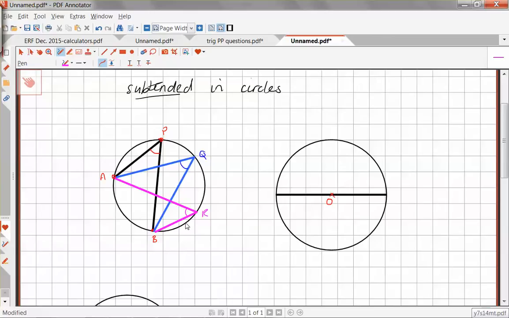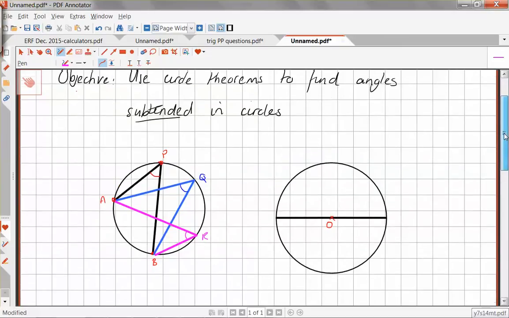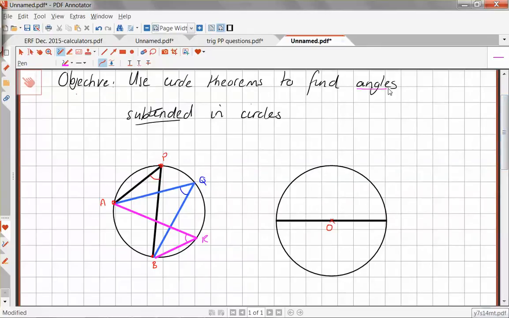Any idea what the circle theorem states? The length of the line? It's got nothing to do with the line. Do you remember the objective? What did I say in the objective? It's all about finding angles. They are the same degree. Yes. So these three angles are all the same.